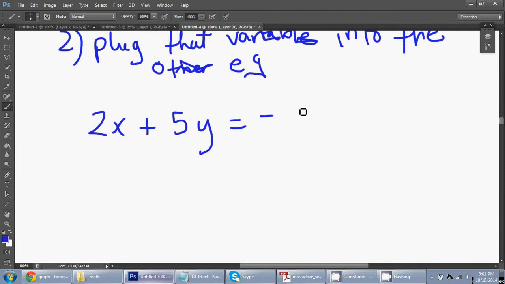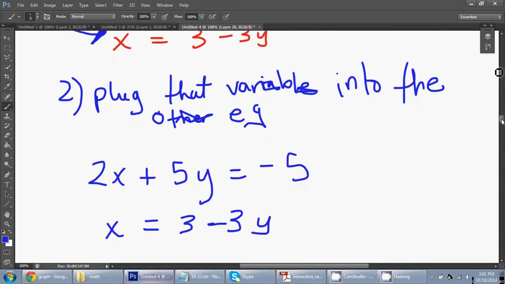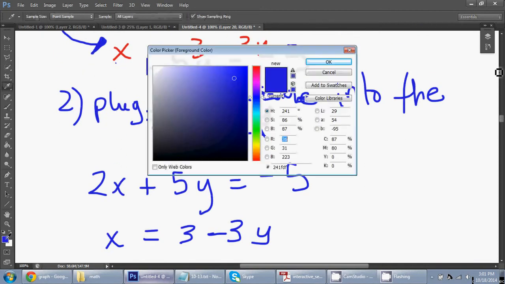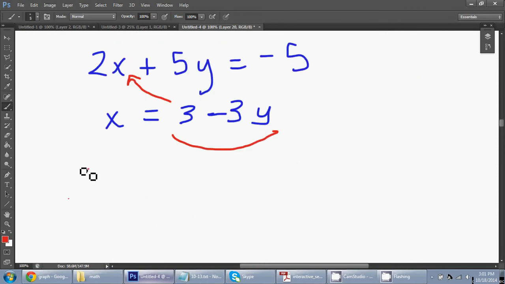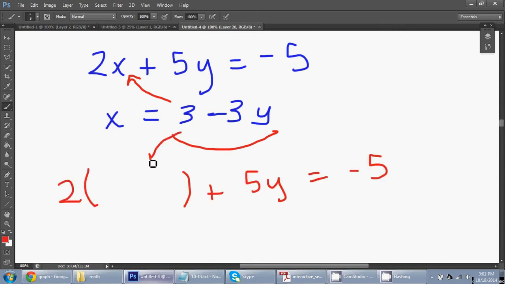And we rearranged the second equation to get x is equal to 3 minus 3y. Now we're going to plug in everything that's in this second equation, x equals 3 minus 3y, into the x of the first equation. So that's 2x, where the x goes here, plus 5y is equal to negative 5. I just rewrote the first equation. Now I'm going to take this x that we isolated and put it in here, so x equals 3 minus 3y.